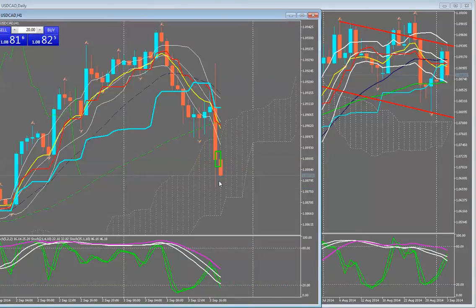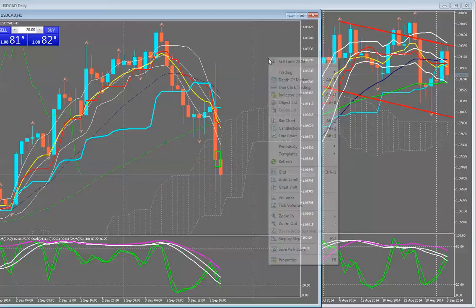Here's how we look on the hourly. We're coming down to challenge the prior lows. Let me zoom out a little.